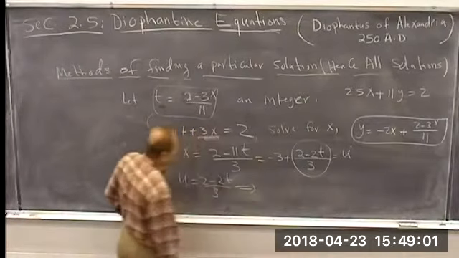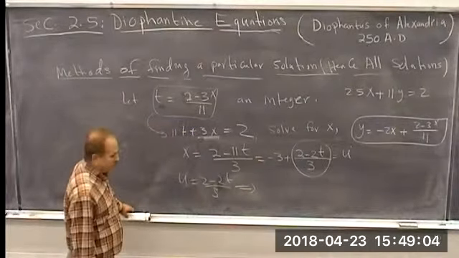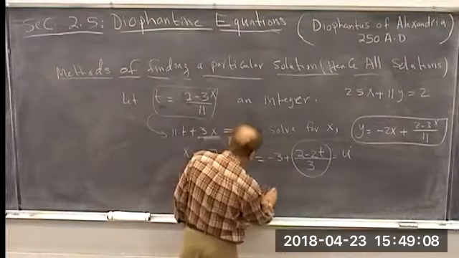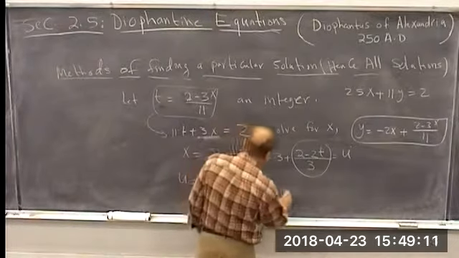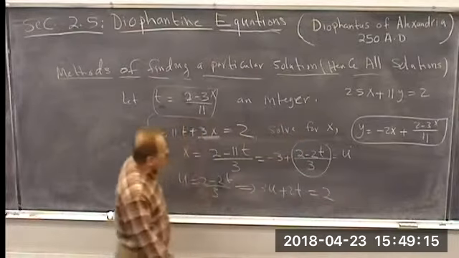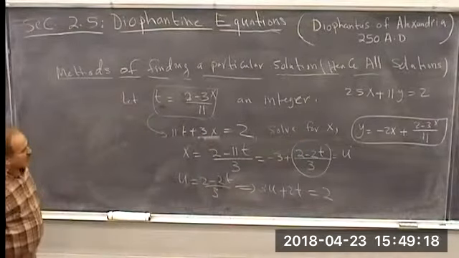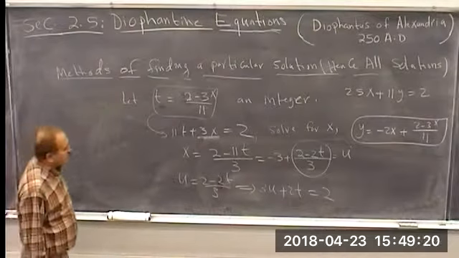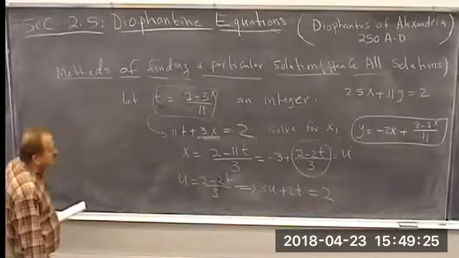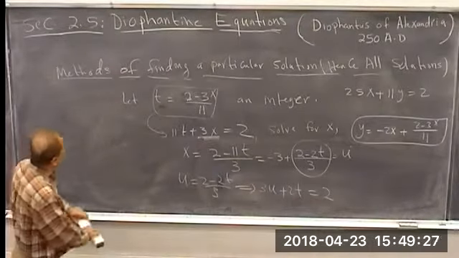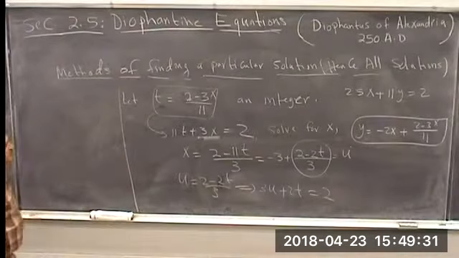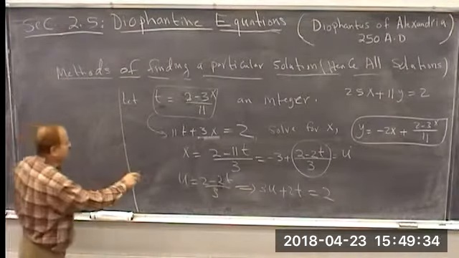And again, I want to convert this into a Diophantine equation, which is 3u plus 2t equal 2. All right, I'm going to repeat this one more time, and we're going to solve it for t. All right. So we're going to solve for t.